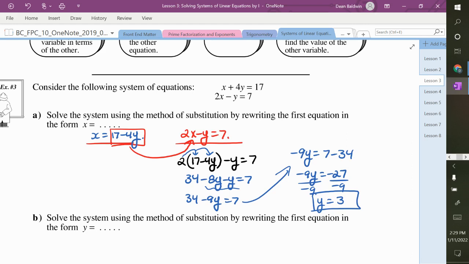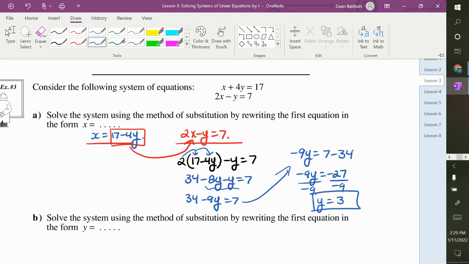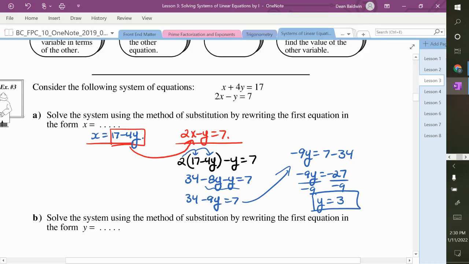Am I done? What else do I need to solve for? x. How am I going to solve for x? Plug that y value, take this, and put it into this equation right here for y. So this can go right there. So I get x is equal to 17 minus 4, and instead of writing y, you write 3.